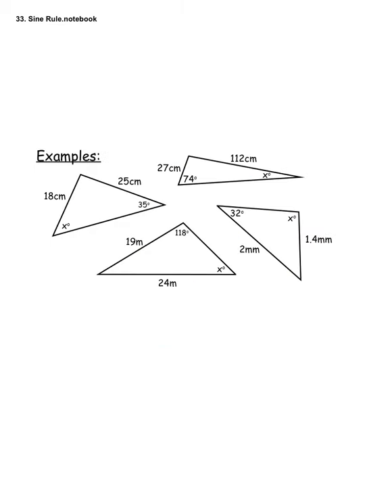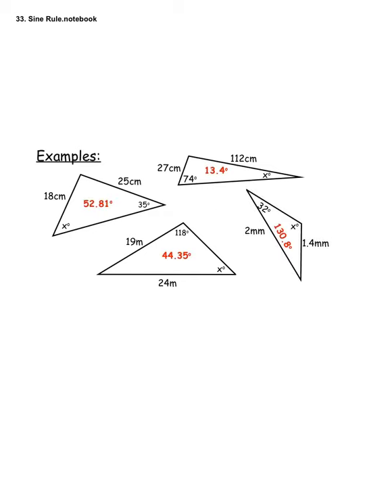So here are 4 examples for you to try out. Remember, again, lay out your working, find your decimal, don't do any rounding, put it into your calculator and find your angle. Okay, pause the video now. I'm going to show you the answers in just a couple of seconds. So here we go. For your first triangle, you should have an angle of 52.81 degrees. For your second triangle, you should have 13.4 degrees. For your third triangle, you should have 130.8 degrees. And for your last triangle, you should have 44.35 degrees.